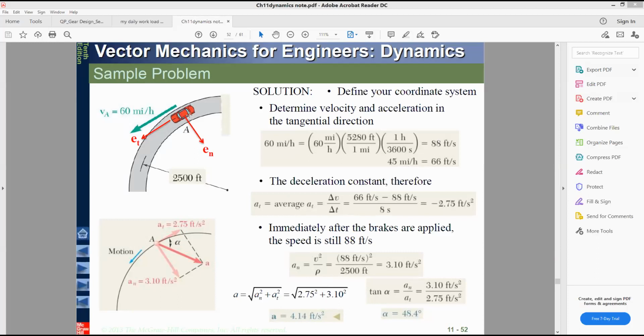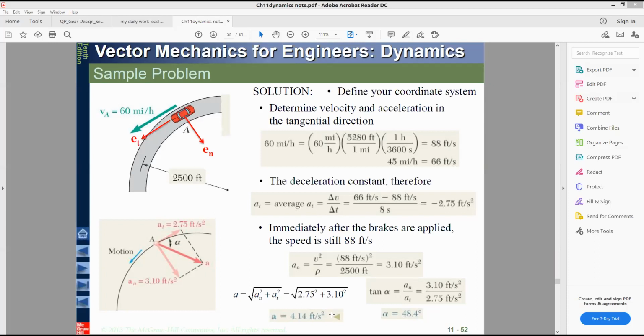I repeat again: when the car moves along a straight line, if the question asks you to find the acceleration, which in the present case is the deceleration, then only up to this one, that is 2.75. But when the question says the motor vehicle moves along a curve or any curved path, then always remember you also have to find the normal component of acceleration, and finally take the square root of the sum of squares of both, and you will find the final result.